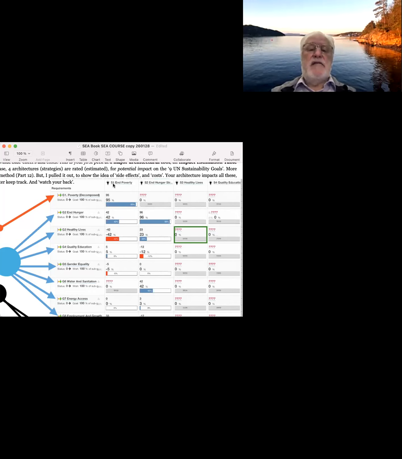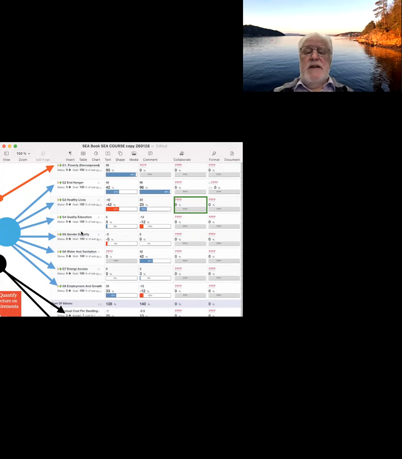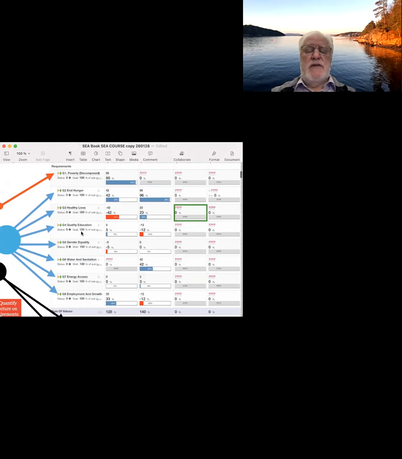Here, somebody has taken the end poverty strategy and taken a look at how it impacts healthy lives, a United Nations goal, and concluded that it's minus 42%, which is a severe hit. Especially as the healthy lives goal isn't even evaluated with how that's, and we have a little 23% help from the end hunger. So basically, we're losing here. We don't have enough positive architecture to deliver healthy lives. Okay, beginning to get a feeling for how this impact estimation table works.